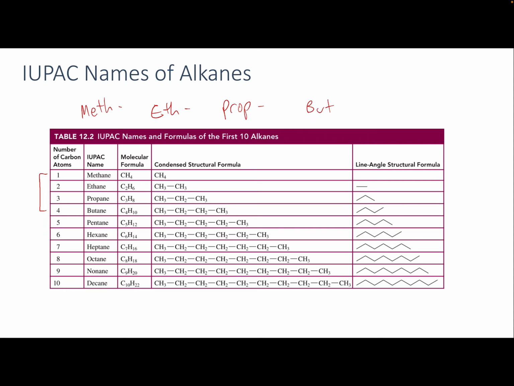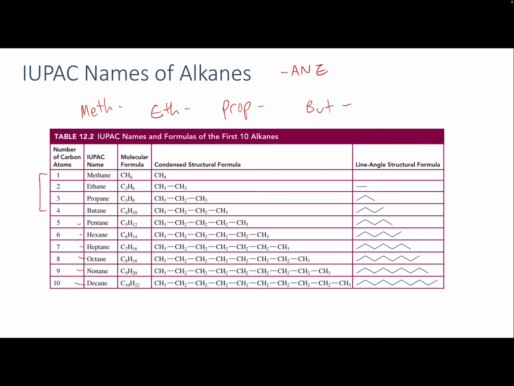we use but for 4, as opposed to mono, di, tri, tetra, penta, hexa, hepta, octa, nona, deca, right? So Greek after number 4. So pent, hex, hept, those prefixes you need to know. You only need to know up to a 10. And then the ending for all alkanes is ane. So we put the A-N-E ending at the end. So we need to, A, know how many carbons we have, and B, we can name it.